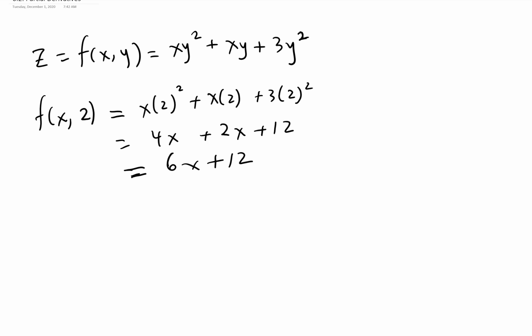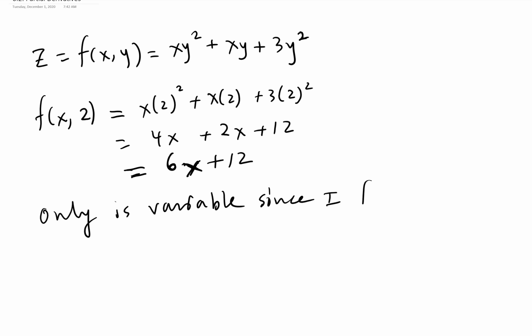So what happened here now, if I want to find the derivative of this function that I just obtained, it is only one variable. Only x is the variable here, since I fixed y as 2. So y is always 2, just for this specific example. So in this case, what we have is a new notation here.